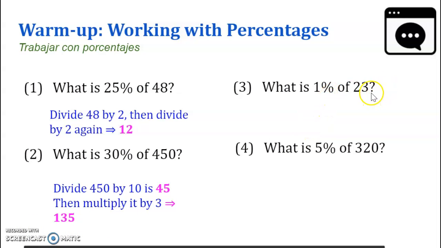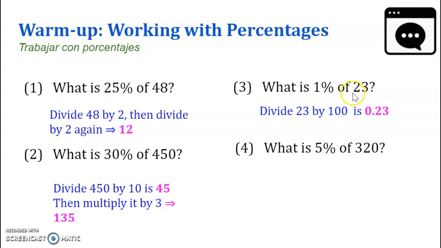What is 1% of 23? It's like moving the decimal place 2 places to the left because you're dividing by 100, so that's going to be 0.23.